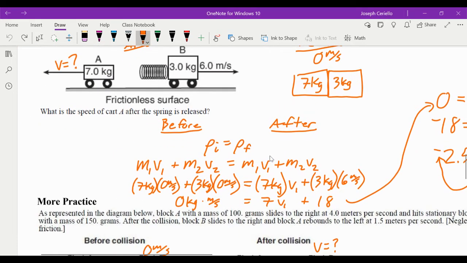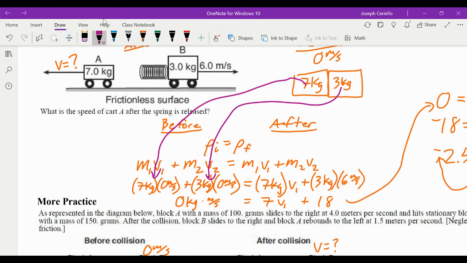All right, so how do we fill these in now? Well, on the left-hand side, M1 and V1, let me use purple, a different color. This is M1, and it's not moving initially, so you have that there, 7 times 0. And the 3 kilogram cart isn't moving either, so you have 3 times 0.